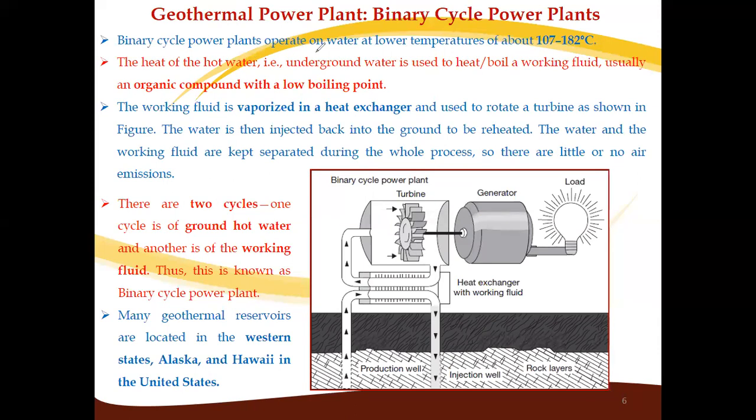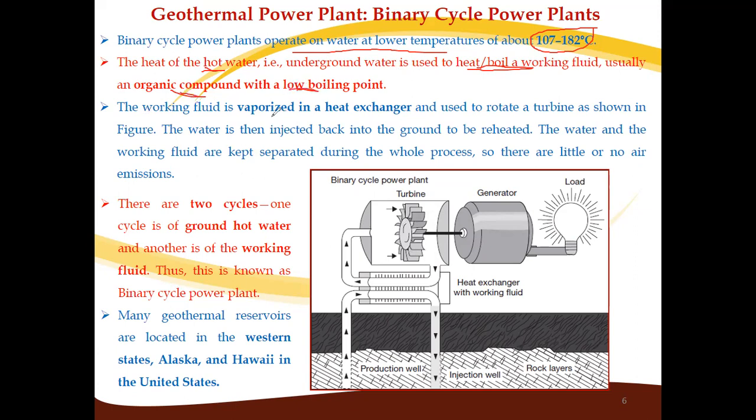A binary cycle power plant operates on water at a lower temperature, between 107 degrees Celsius and 182 degrees Celsius. For a flash power plant, we require a temperature of more than 180 degrees Celsius. For a dry steam power plant, we require a temperature of more than 200 to 300 degrees Celsius. But in the case of the binary cycle power plant, we require a temperature of 107 to 182 degrees Celsius. There are two cycles in this binary cycle power plant. The heat of hot water, that is underground water, is used to heat or boil the working fluid. Usually it is an organic compound which has a low boiling point.